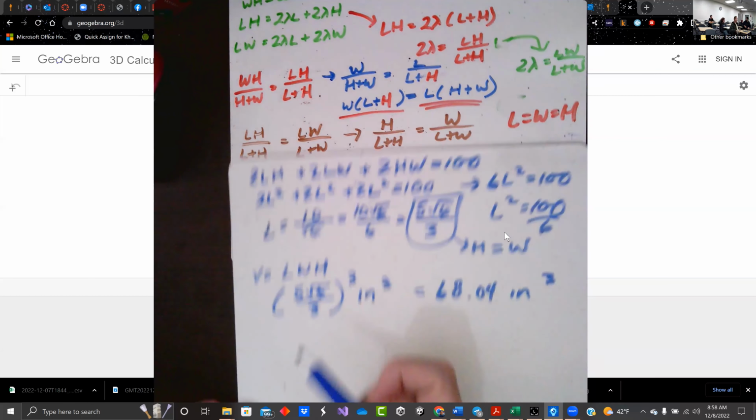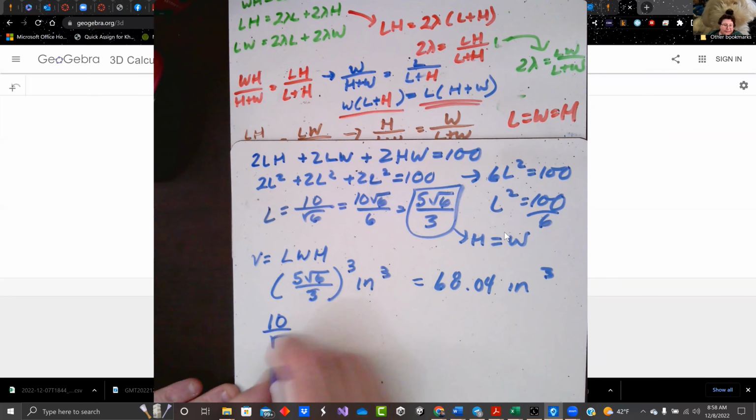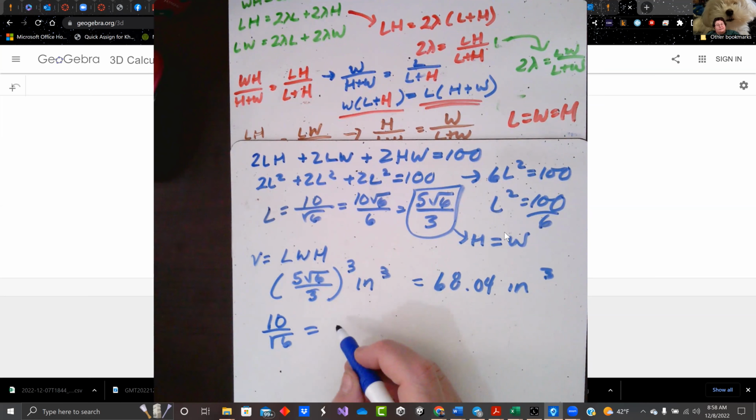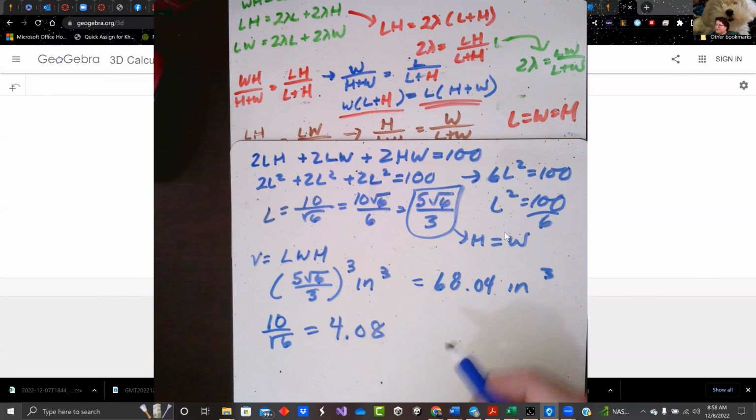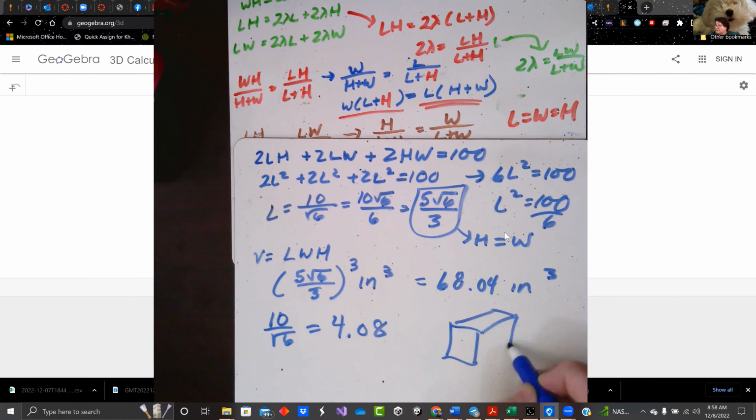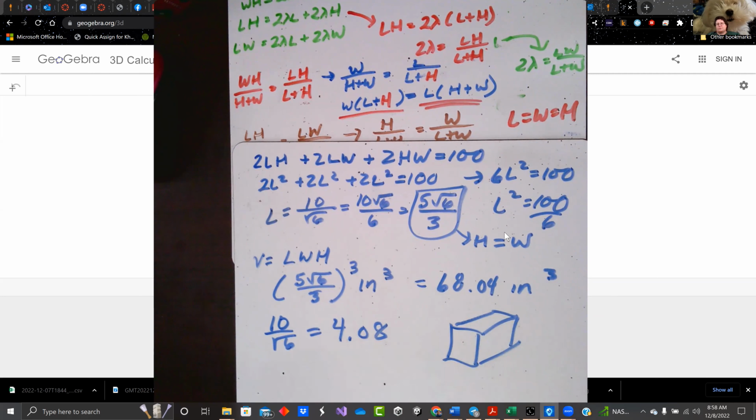It's not a very big box. 10 over square root of 6 is 4.08. So it's not a very big box, a little over 4 inches on the side. It ends up being 100 square inches going over every surface. That's kind of crazy.